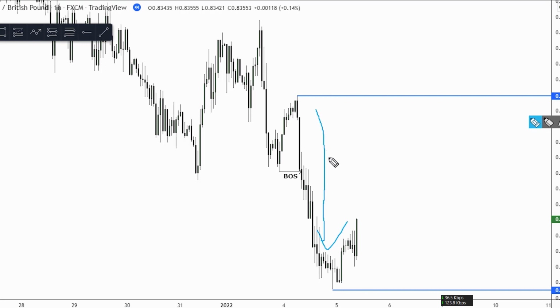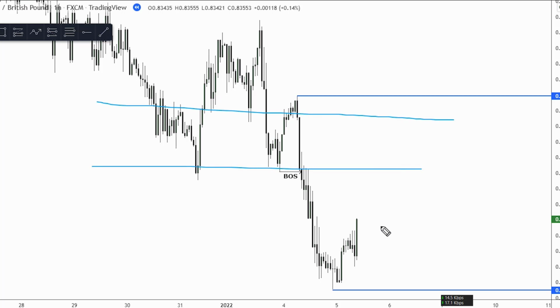So the second thing is key levels. There are two key levels in this example, which is here and here. So what should you choose? So for me, and here's the tips for you.